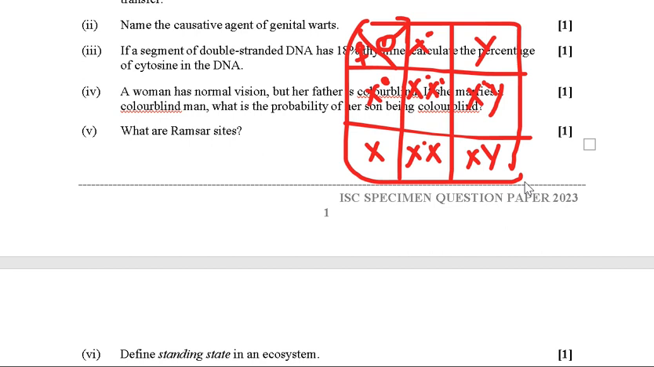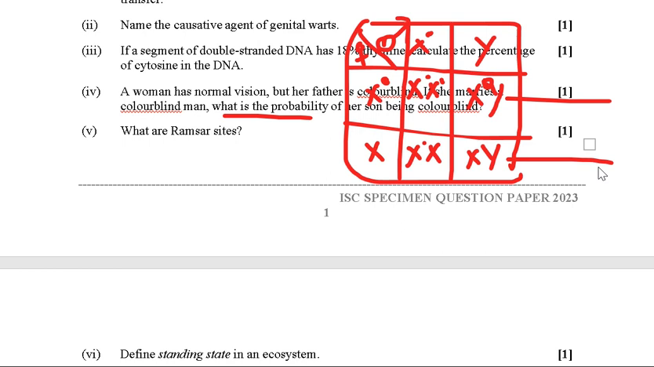Now the question they mainly asked is, what is the probability of our son being colorblind? That means we have to observe only the son. Here it is one son, this is the second son. X-dot Y indicates a colorblind son, and XY, the other one, indicates a normal son. That means there is a 50% probability that a son will be affected by color blindness, and overall it will be 25%.